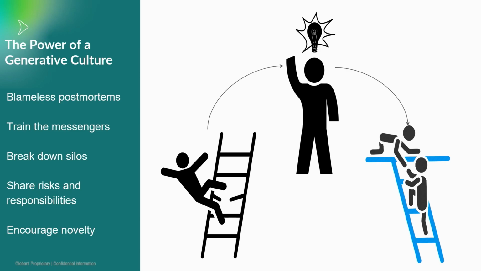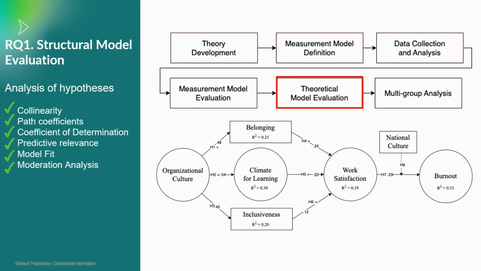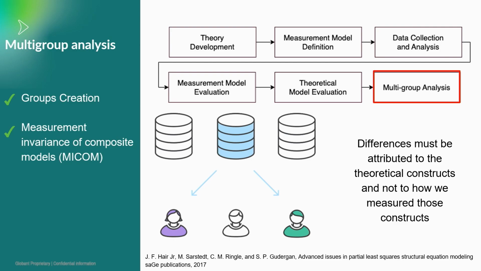And we could see the power of organizational culture: very high H1, H2, and H3 path coefficients. That is the power the organizational culture brings to the environment.